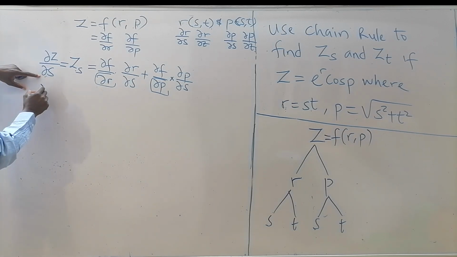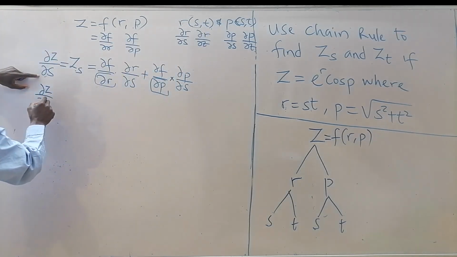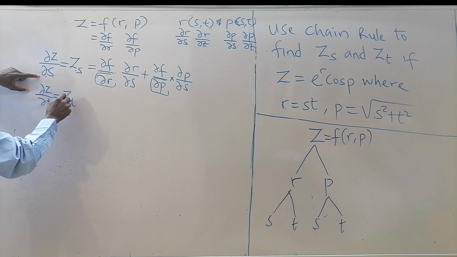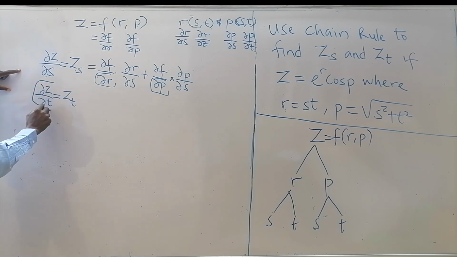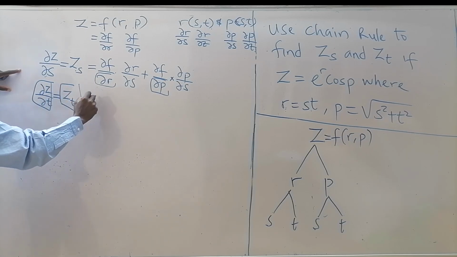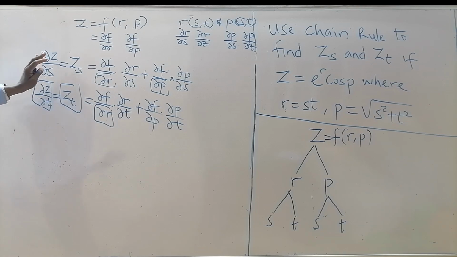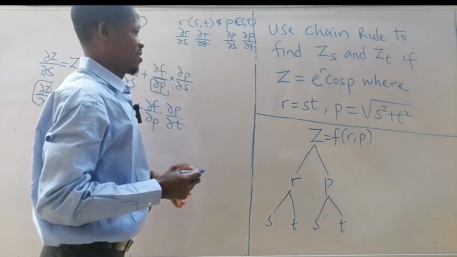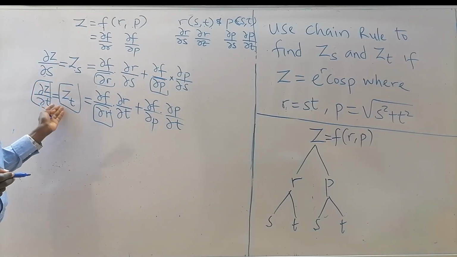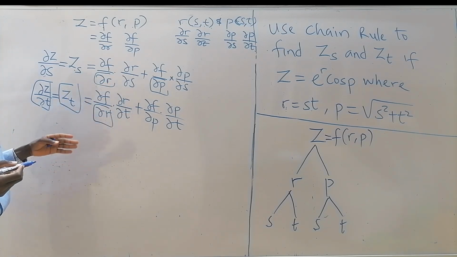For the second one, it's going to be with respect to the second variable, t, which is the same thing as z subscript t. This is in fraction notation, and this is in subscript notation, and this will be equal. That's the chain rule for this case. So the next thing to do now is to get the partial derivatives with respect to those functions, and then do the normal substitution for that.